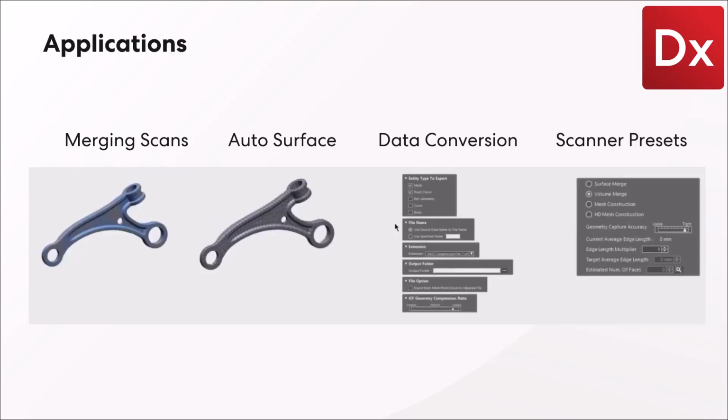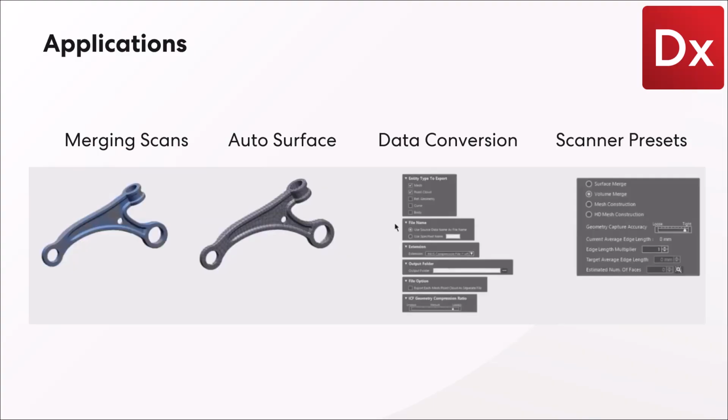So two extreme examples are maybe you're using a small short range scanner that has very high accuracy within a small envelope, maybe with objects that are less than 1 inch. You may have very tight tolerances on geometry capture accuracy there, and then you could develop some scan processes that have the proper presets to merge those types of scans.